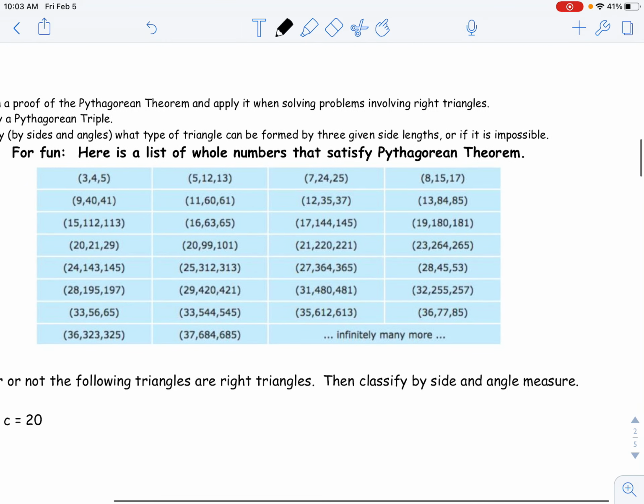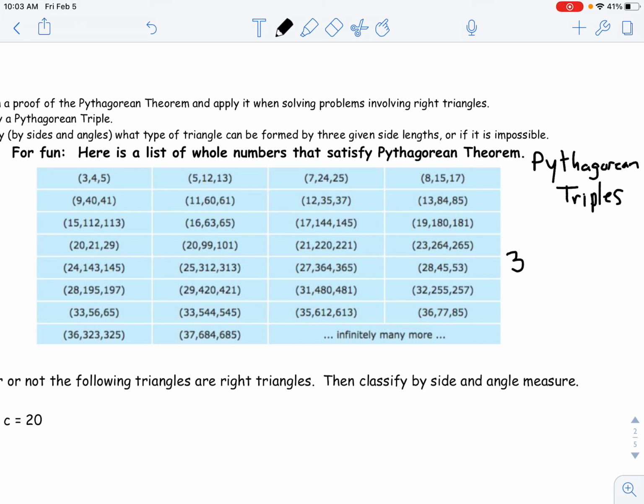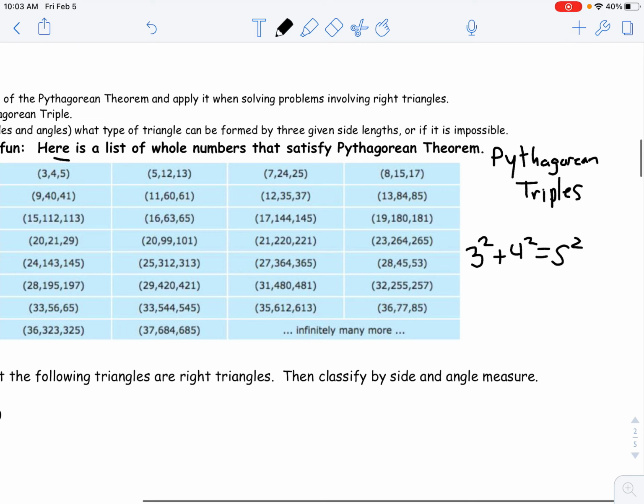Okay, so here's just a quick fun fact. Here's a list of whole numbers that satisfy the Pythagorean theorem, and these are called Pythagorean triples. All right, and what's so great about Pythagorean triples? They're just whole numbers that work in the Pythagorean theorem. So like 3 squared plus 4 squared equals 5 squared. That's the first one right here. That's the most famous one.